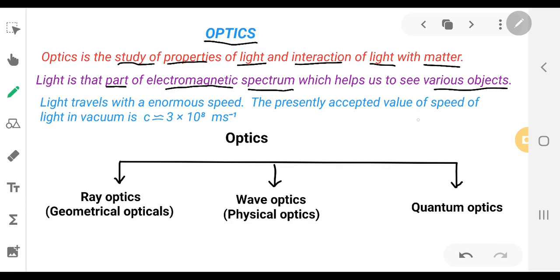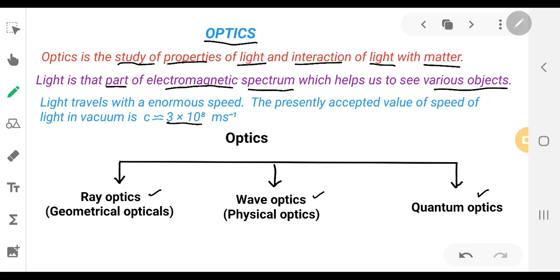The presently accepted value of the speed is 2.99 into 10 to the power 8, but for calculation purposes we approximately take it as 3 into 10 to the power 8 meter per second. Now this optics can be categorized into three branches: ray optics, wave optics and quantum optics.